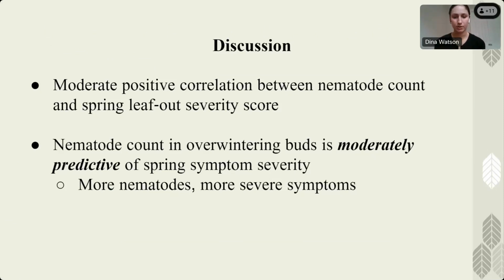Okay, and then my discussion is that there was a moderate positive correlation between nematode count and spring leaf out severity score, as I showed in the two graphs. So this indicates that nematode count in overwintering buds is moderately predictive of symptom severity. This confirms my hypothesis that if there are more nematodes, there will be more severe symptom expression of beech leaf disease.